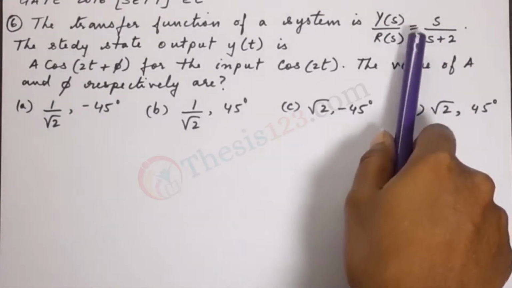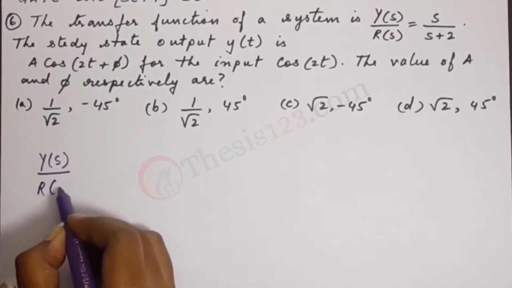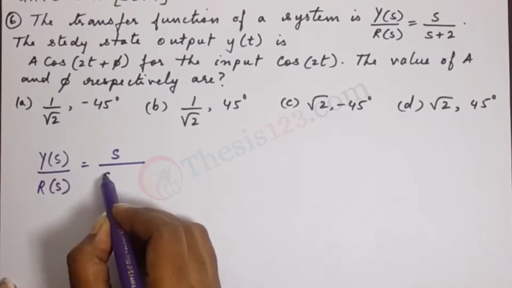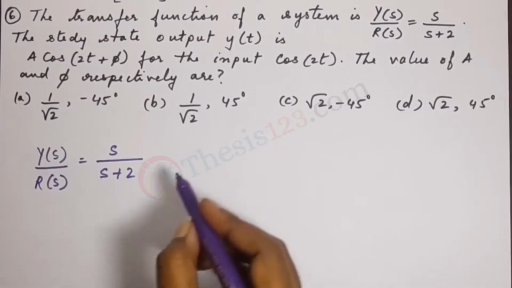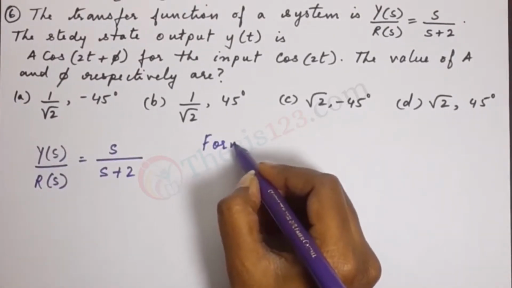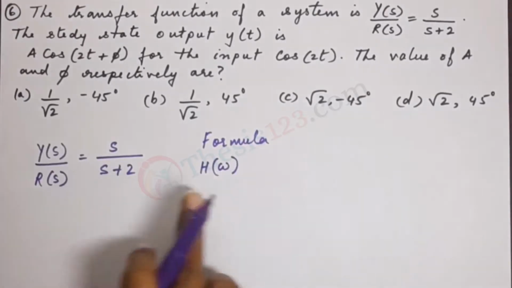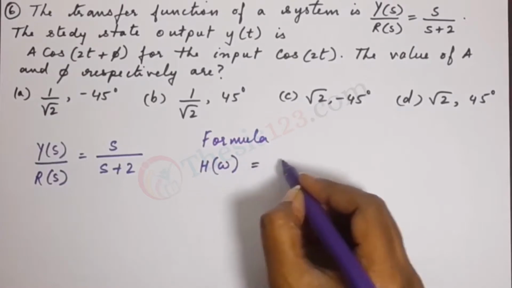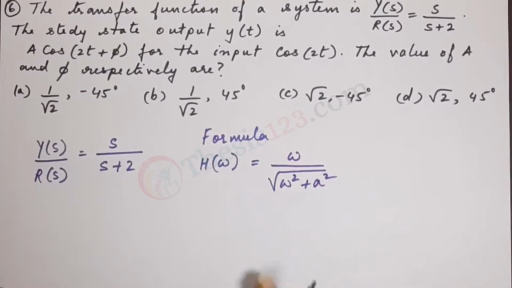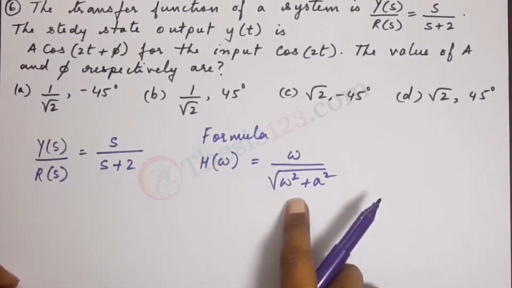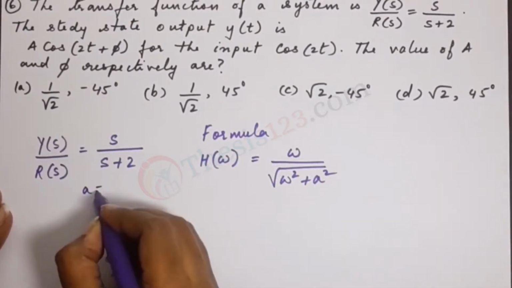Okay, so let's start with the transfer function given to us. The transfer function Y(s) divided by R(s) is equal to s by s plus 2. Now we can use a direct formula over here. The formula is H of omega, so we're converting that, is equal to omega by root of omega square plus a square. Now this is the formula. When we compare this, a is 2.